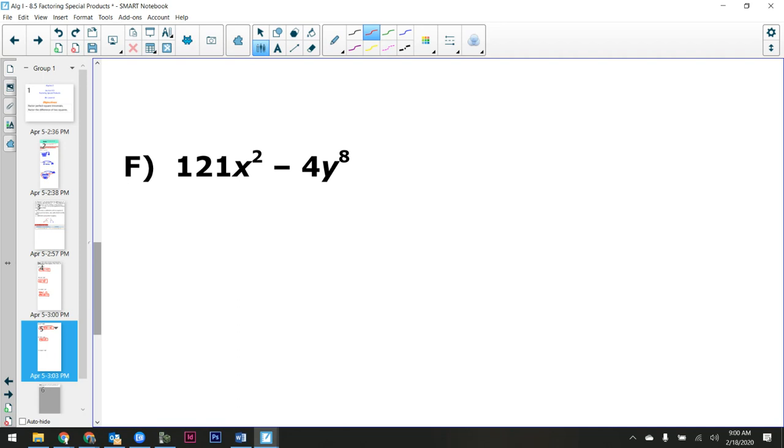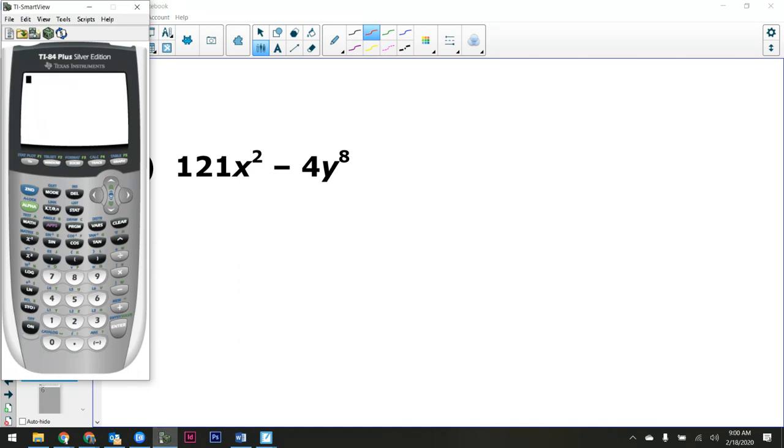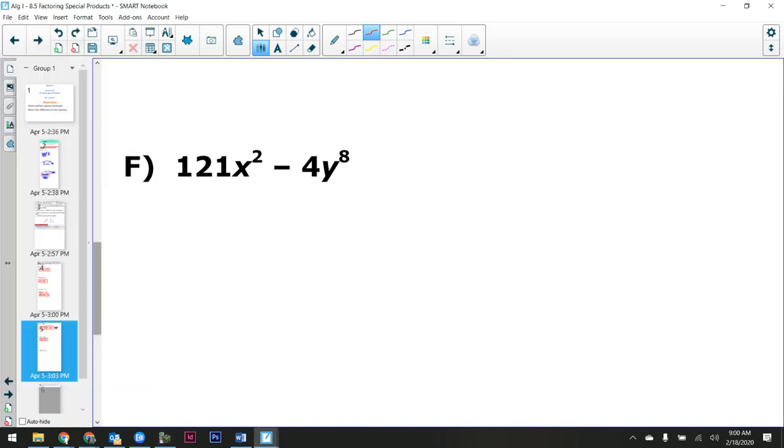So is there any GCF? No. Okay, now I have to see, is this a difference of squares? Is 121 a perfect square? Yes, it is. How do I check that? Well, just take the square root of 121 and see if it comes out as a whole number. It's 11. Is x squared a perfect square? Is this a difference? Is 4 a perfect square? Is y to the 8th a perfect square? So this is a difference of squares.